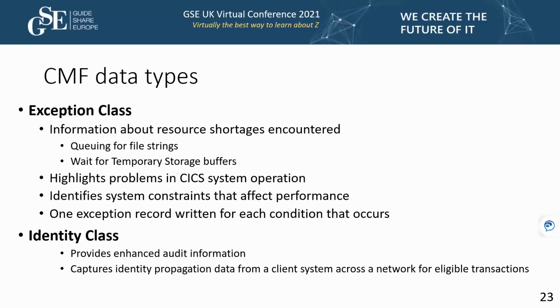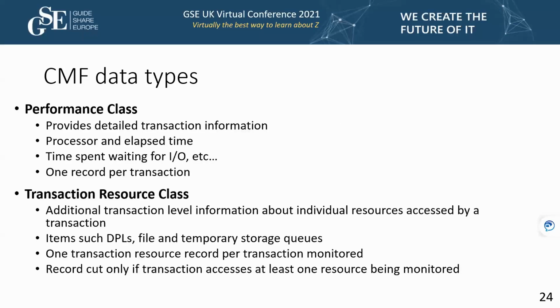So let's talk about it. I tend to collect exception class data. Why? Because it'll cut a record every time there's an exception. You're hoping not to get too many of these, so why not turn it on, right? So I tend to collect exception class. Identity class is fairly new. It provides enhanced audit information. It can capture identity propagation data from clients across different systems, like if you're getting web transactions into CICS and you're looking at the identity data. I tend not to collect this.